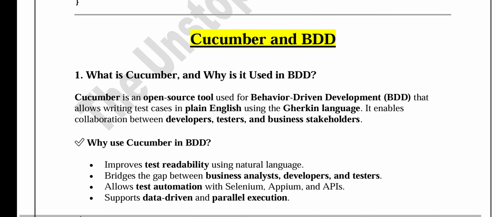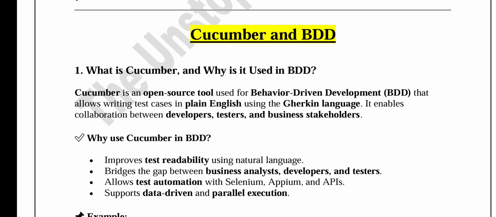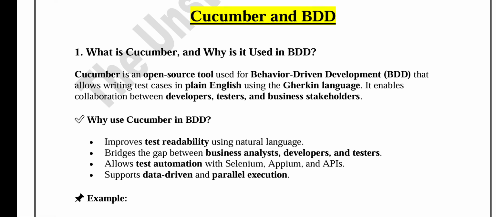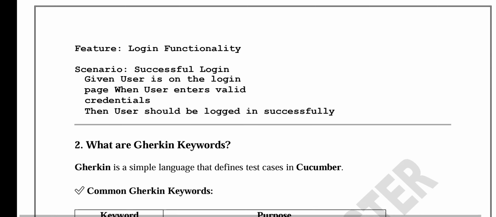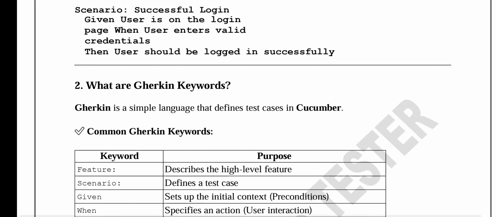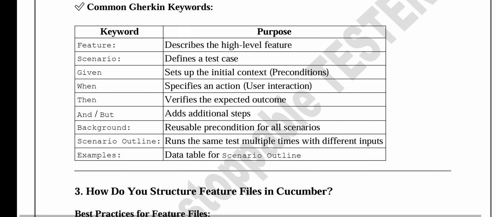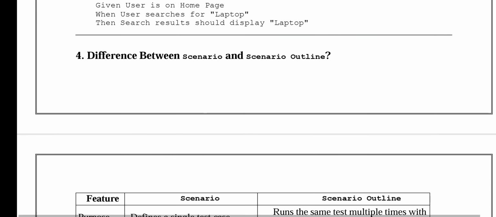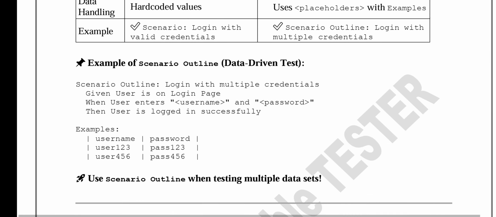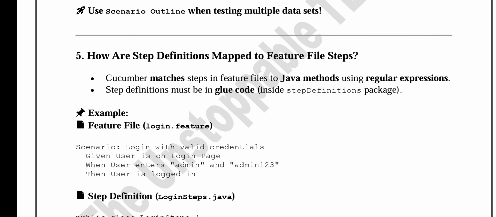And the next set of interview questions are with respect to the Cucumber and BDD. What is a Cucumber and why it is used in BDD? Okay. What is a gherkin? What are gherkin keywords? How do you structure feature files in Cucumber? What's the difference between scenario and scenario outline? How are step definitions mapped to a feature file?